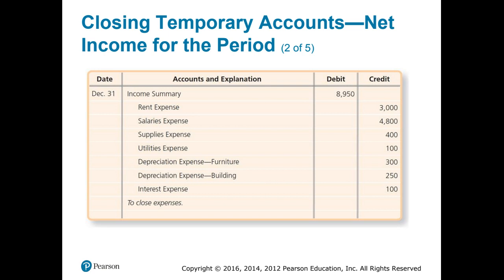And if we credit rent expense to zero that out, what will we do to our income summary? The opposite. So if we're crediting rent expense, we're going to debit the income summary. And so now our rent expense account has nothing in it.